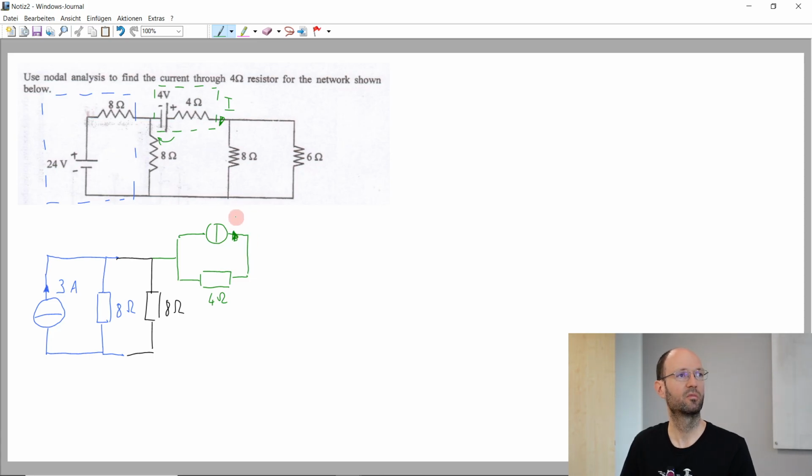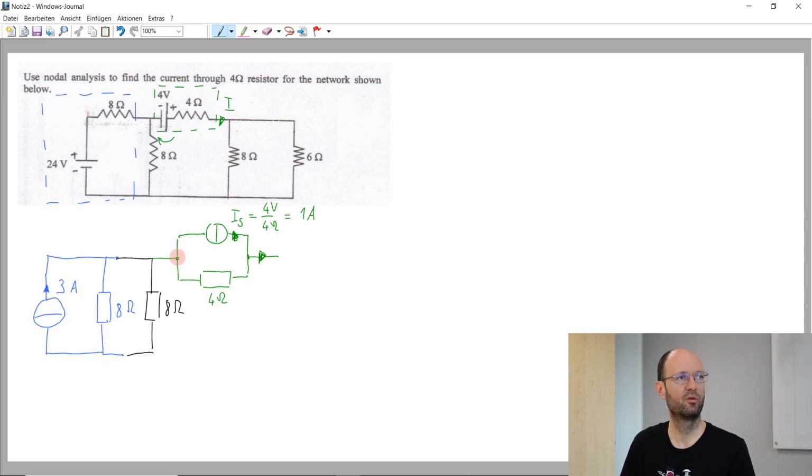So this source current here, IS, is another 4 volt divided by 4 ohm, and this is 1 ampere. And the current that we are looking at is this current here. This is the current we are looking for.